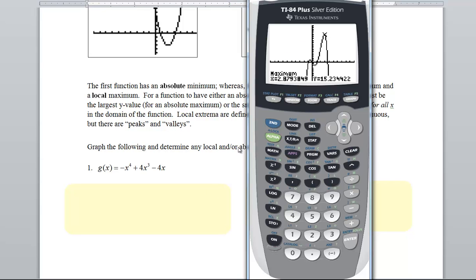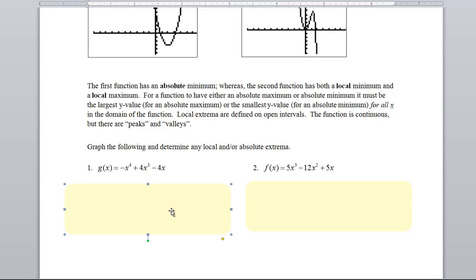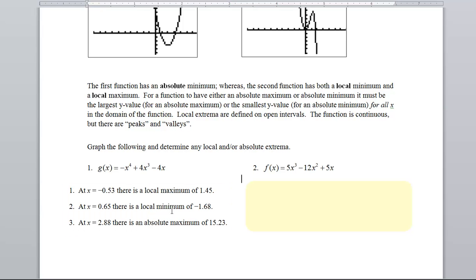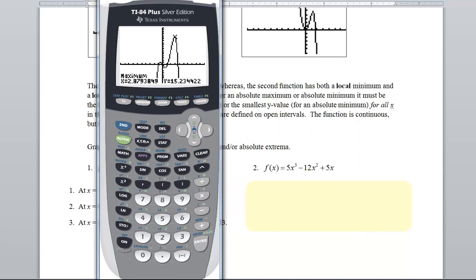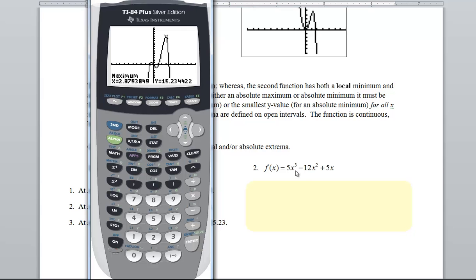So hopefully you wrote those down. Let's see what I've got down here. And hopefully that's what we had just a few minutes ago. Yeah, I've got the last one up. So yeah, that's what we had just a few minutes ago. So you got to know the difference between a local and an absolute. Very, very essential. We've got another one. So let's go try this one.